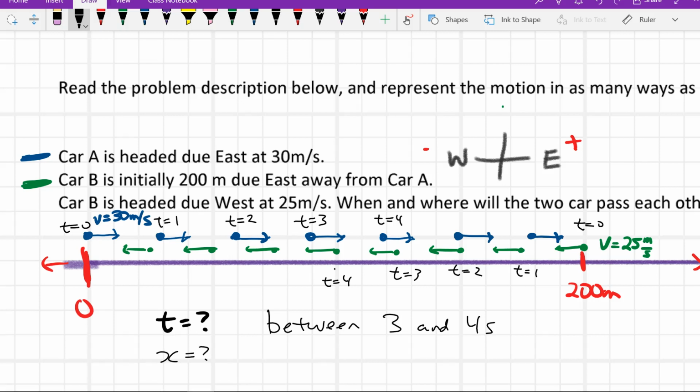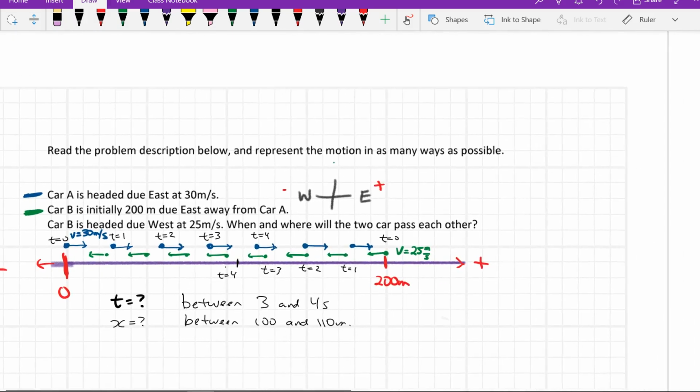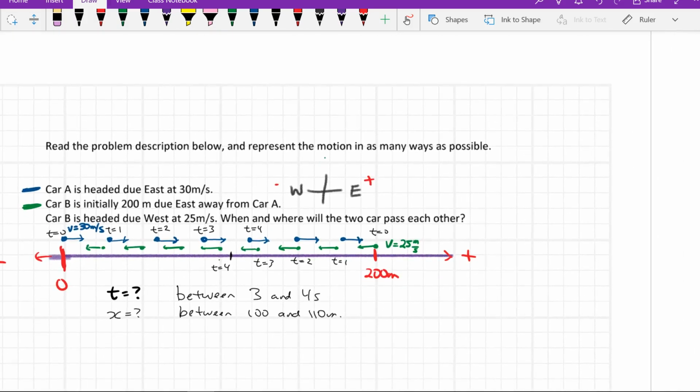Well, let's see. This would be 50. So what would be a good guess here? Maybe somewhere around here would be my guess. Maybe between 100 and 110. That's kind of what we got here. Okay, so what's another way to solve this? Well, very similarly, we could make a table.